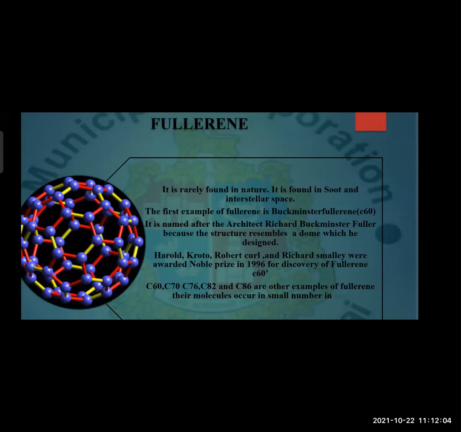So these three persons were awarded the Nobel Prize in the year 1996 for the discovery of fullerene C60. The other forms of fullerene are C60, C70, C76, C82, and C86. These are also examples of fullerene, but their molecules occur in very small number in nature. So I hope you understood about the fullerene.